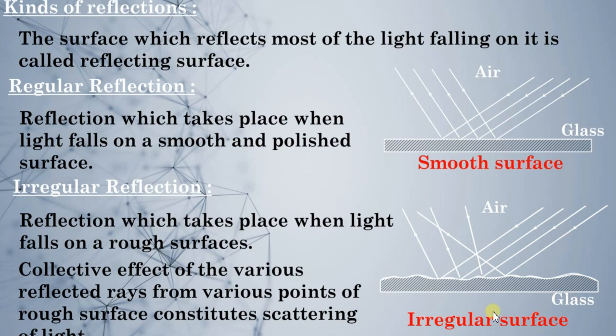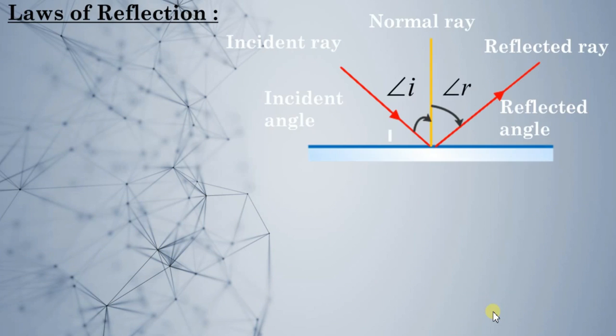As soon as the long bell of your school rings, you scatter here and there. So that's scattering. You don't follow a line. Now, let us see the laws of reflection. Here is a figure.